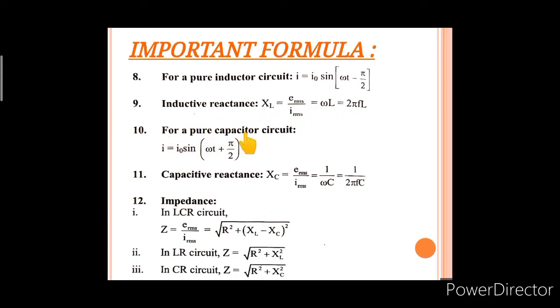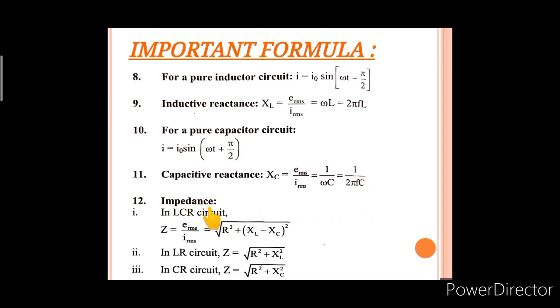For a purely capacitive circuit, we have the current I as I0 sin(omega t plus pi by 2), and here we get the capacitive reactance, denoted as XC, and again we take the ratio of E_RMS to I_RMS. So E_RMS upon I_RMS gives the value of the capacitive reactance, and the value of XC is also equal to 1 upon omega C, which is equal to 1 upon 2 pi F C.